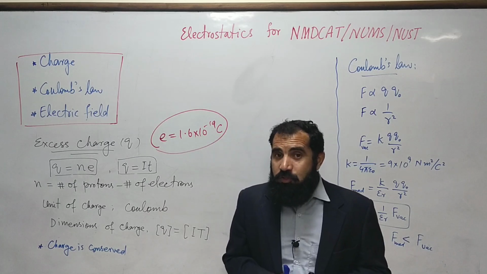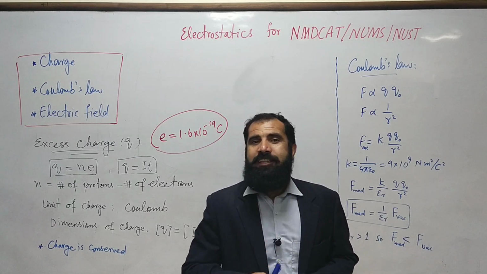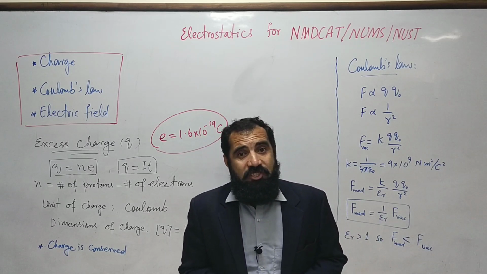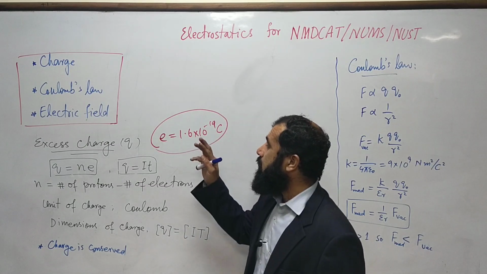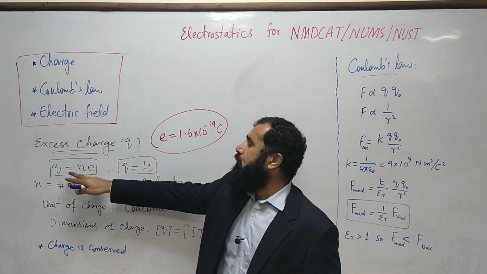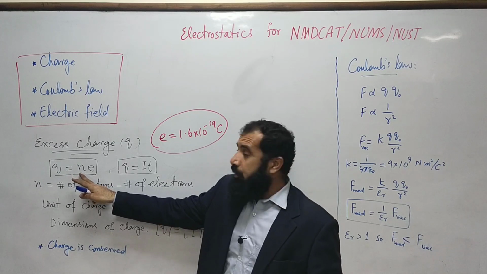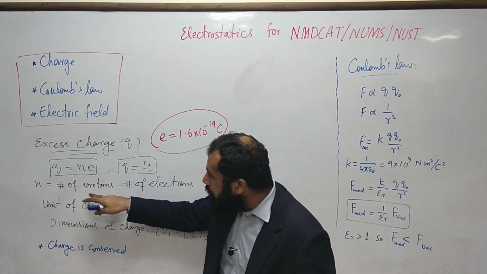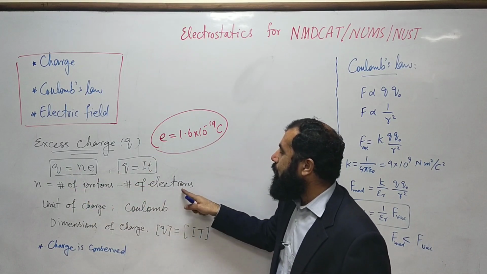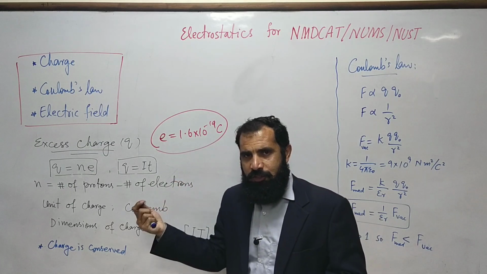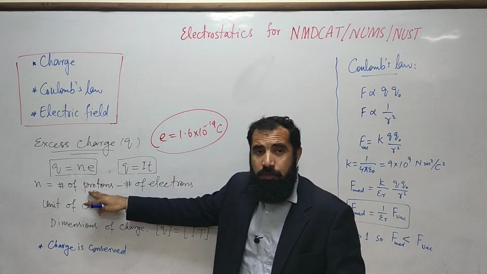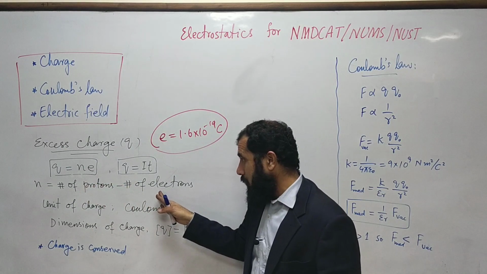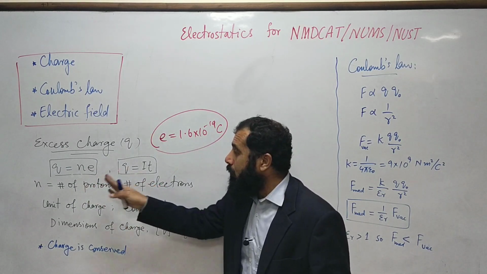So in electrostatics, we are only interested in the excess charge. What is excess charge? Excess charge can be calculated by this formula, Q equals Ne. Here N is the number of protons minus the number of electrons. It would be an integer. It may be positive if protons are more than electrons. It may be negative if electrons are more than protons.